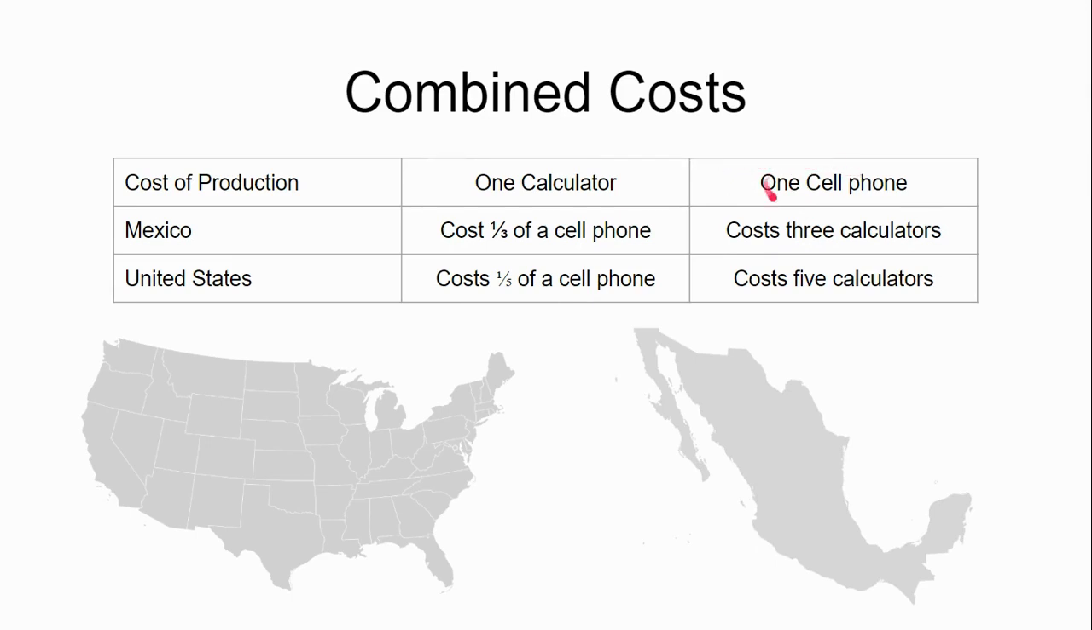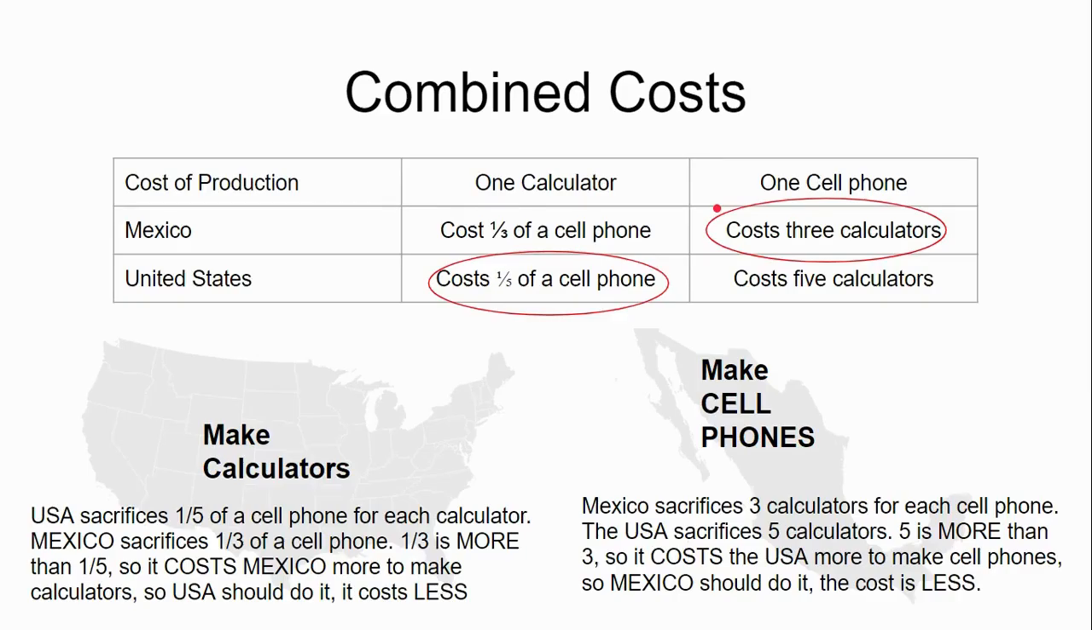The opportunity cost to make one cell phone, Mexico gives up the opportunity to make 3 calculators. In the United States, to make one cell phone, they give up the opportunity to make 5 calculators. All right, so who should make what? This is where you need to get into what's known as specialization. The idea of trade is you specialize in one product, another nation specializes in another product, and then you share. The goal is that the sharing would be mutually advantageous to both of you.